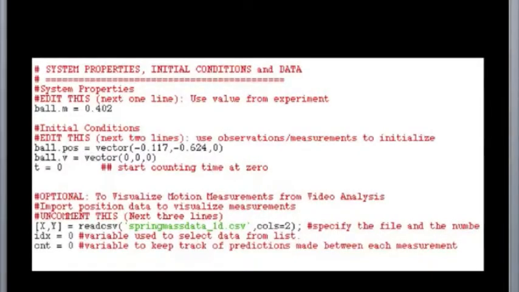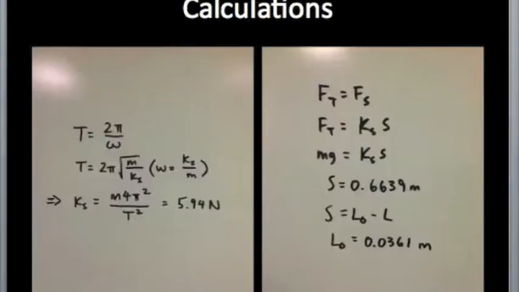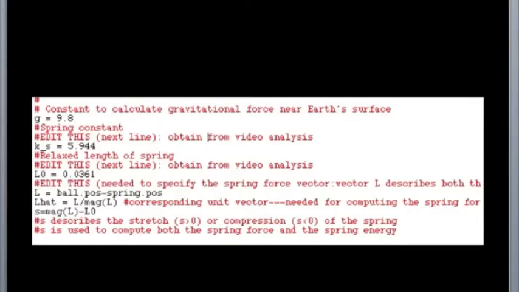This is the code constructed via VIDLE. The initial conditions are indicated at the beginning with the mass of the ball, the initial position of the ball, the initial velocity of the ball, and the start time. This part of the code takes the position values we saved earlier. The following equations were used to solve for the spring constant, the change in stretch, and the stretch length of the spring. Such values were placed into the code here.